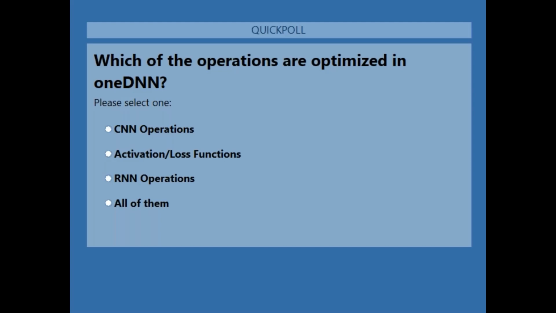Okay, regarding the answers, we can see that all the operations, be it convolution or machine learning related loss functions, normalization, all these are optimized by OneDNN. You can see RNN also. So the answer will be all of them. Thanks, Aditya.